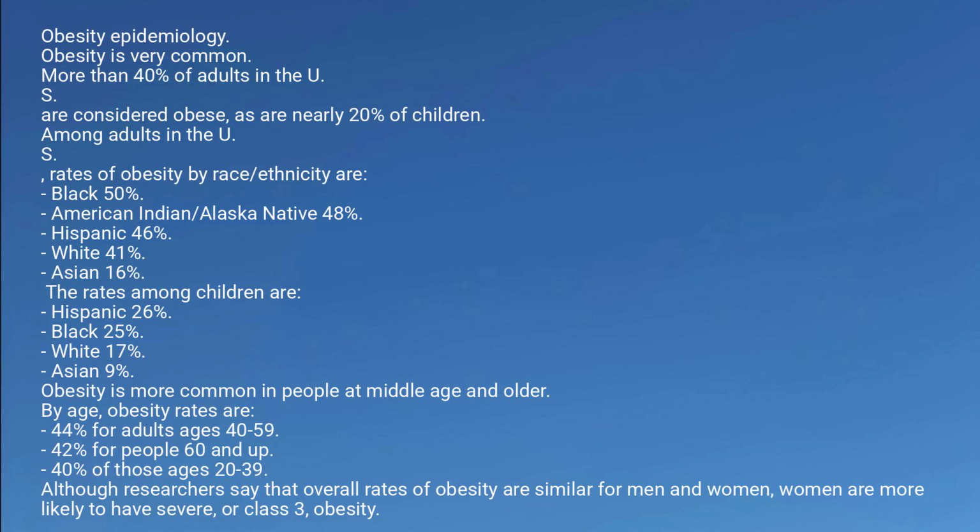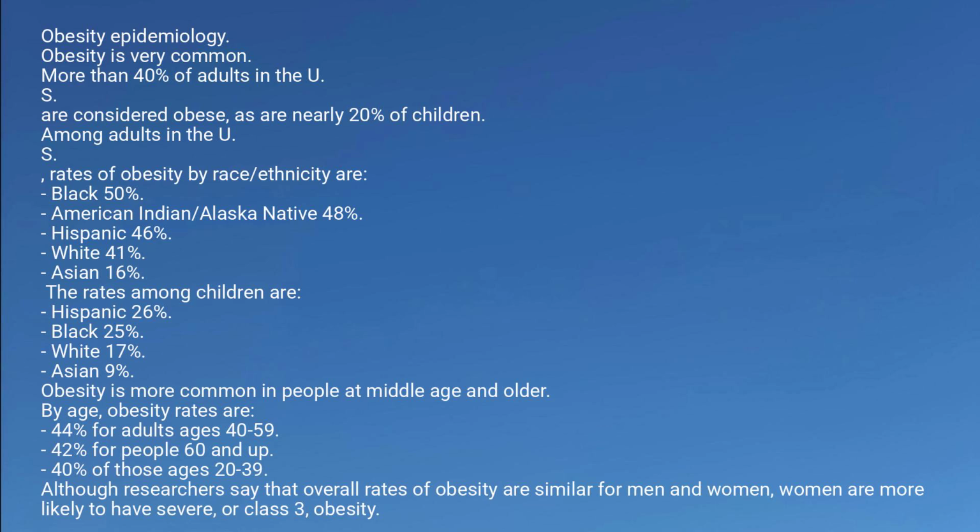Obesity epidemiology. Obesity is very common. More than 40% of adults in the U.S. are considered obese, as are nearly 20% of children. Among adults in the U.S., rates of obesity by race and ethnicity are Black 50%, American Indian, Alaska Native 48%, Hispanic 46%, White 41%, Asian 16%. The rates among children are Hispanic 26%, Black 25%, White 17%, Asian 9%.